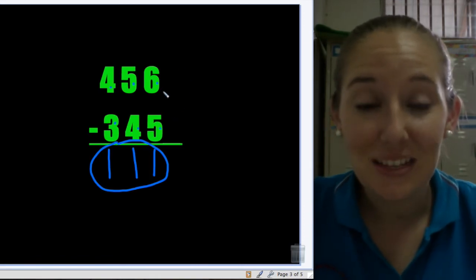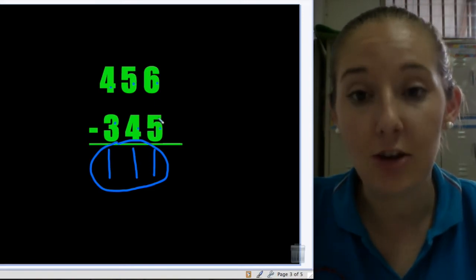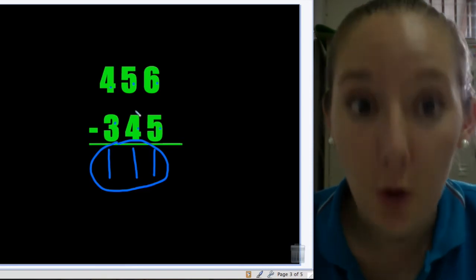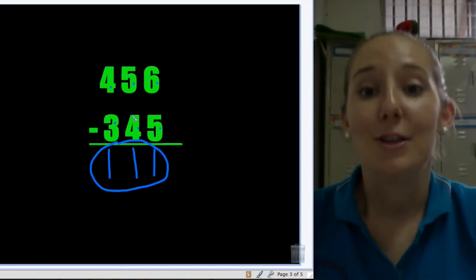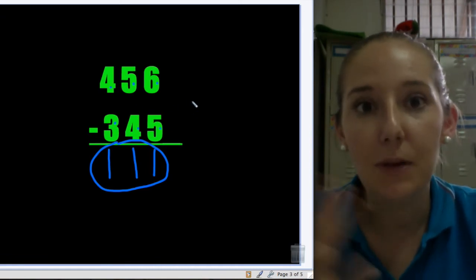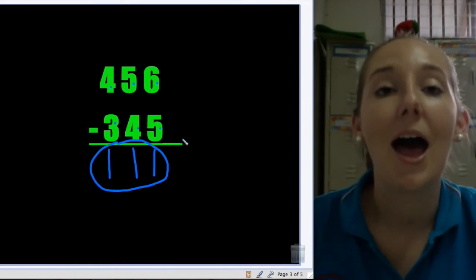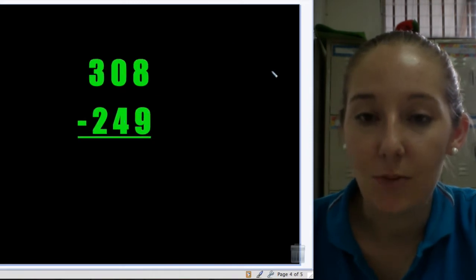As you can see, this way is much easier than having to draw 456 circles and crossing out 345 of them, because that would take forever. So this way is a whole lot easier. So now you're like, okay, easy peasy, I already know this, give me something difficult. Well, I'm going to. Let's take a look at this next question.